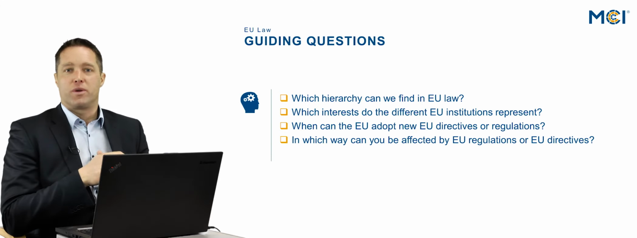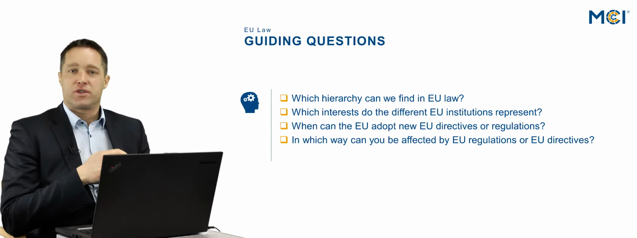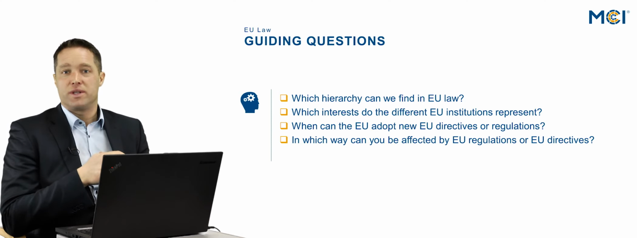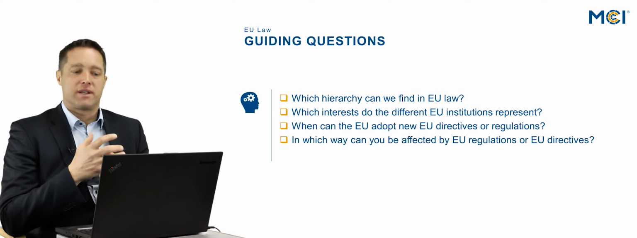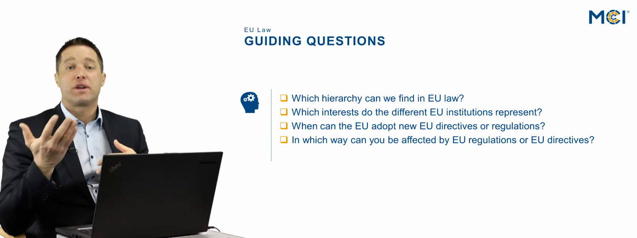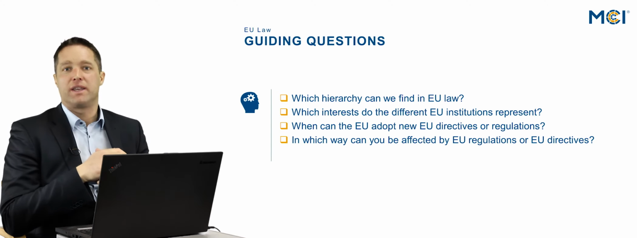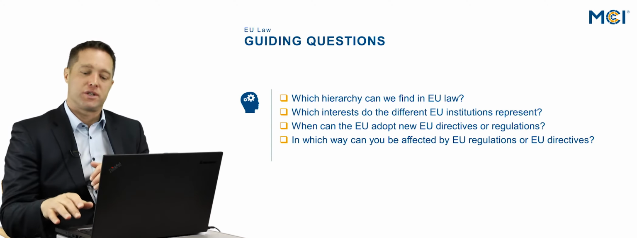So, first of all, which hierarchy can we find in EU law? Which interests do different EU institutions represent? When can they adopt EU directives and EU regulations? And how can you be affected by EU directives or EU regulations?